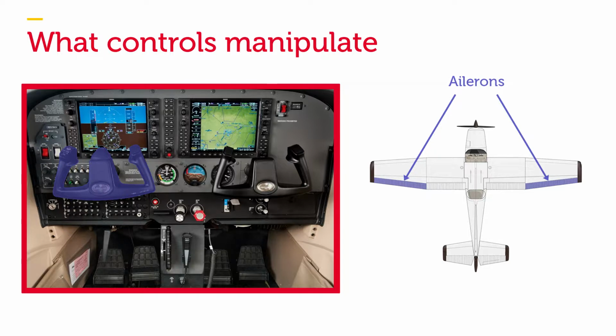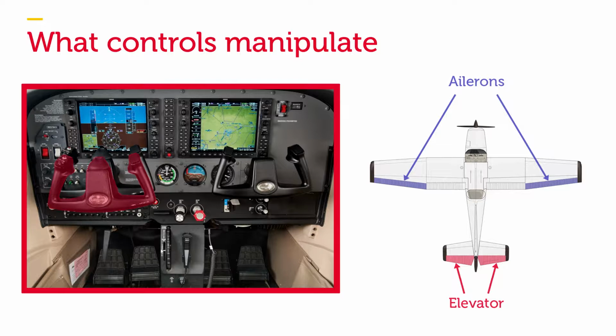The next set of controls we're going to look at manipulating is the elevator. Again, controlled by the control column highlighted in red. If you pull it back, the aircraft will start to climb. And if you push it forwards, the aircraft will start to descend.